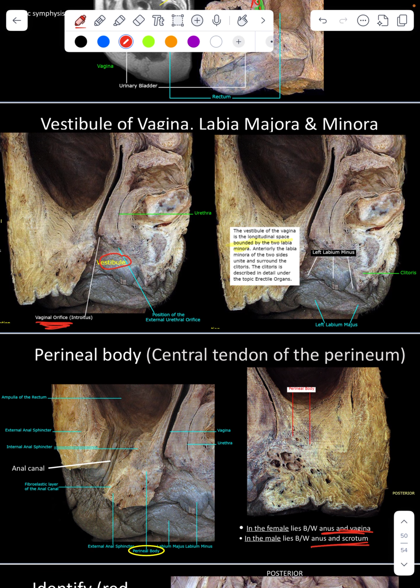And then the vestibule in the vagina. These are your labia minora, and this is the labia majora. The vestibule will be within the minora, so if she asks, it's within the minora. So this is your vagina. First minor, then major. The vestibule is within the minor.